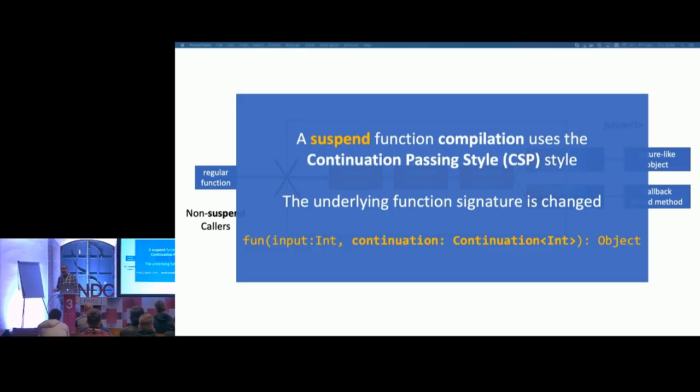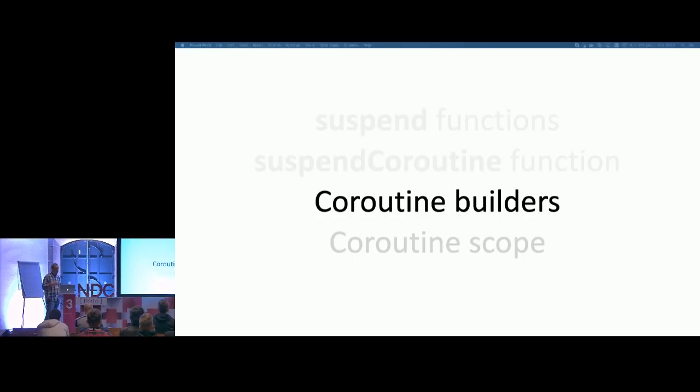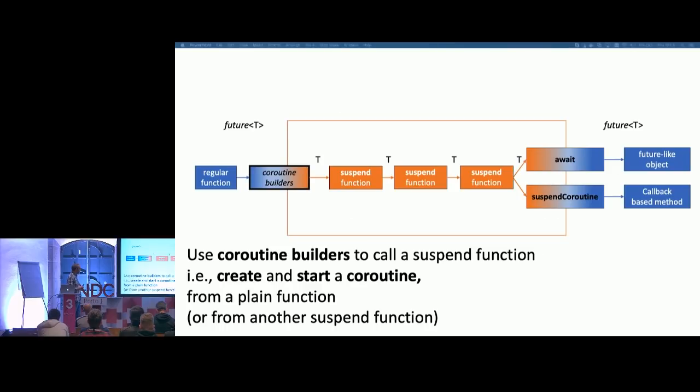If I am in a plain regular function, I need to use the third concept from Kotlin Coroutines, which are coroutine builders. So coroutine builders allow me to go from regular functions into the marvelous world of suspend functions. And what they do, a coroutine builder, what they do is create a coroutine and start the coroutine.